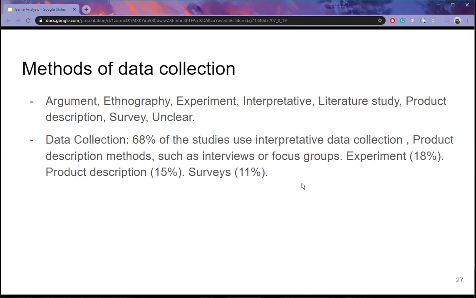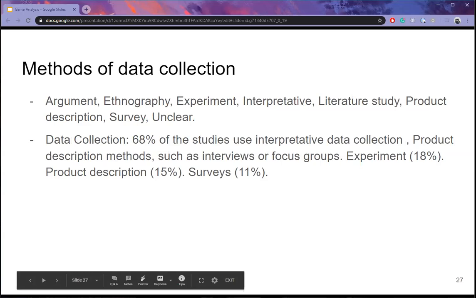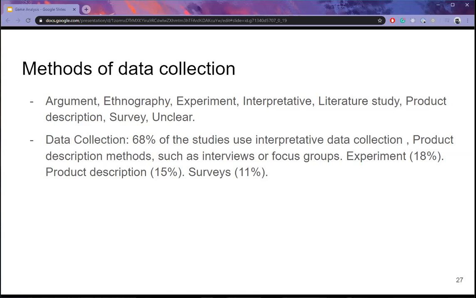Okay, so methods of data collection. Again, a lot of descriptive things. There is the argument, a logical argument but not based on any particular theory or relating explicitly or by clear implication to any theory. There's ethnography, any attempt to understand actions by systematic observation and interpretation. There's the experiment.